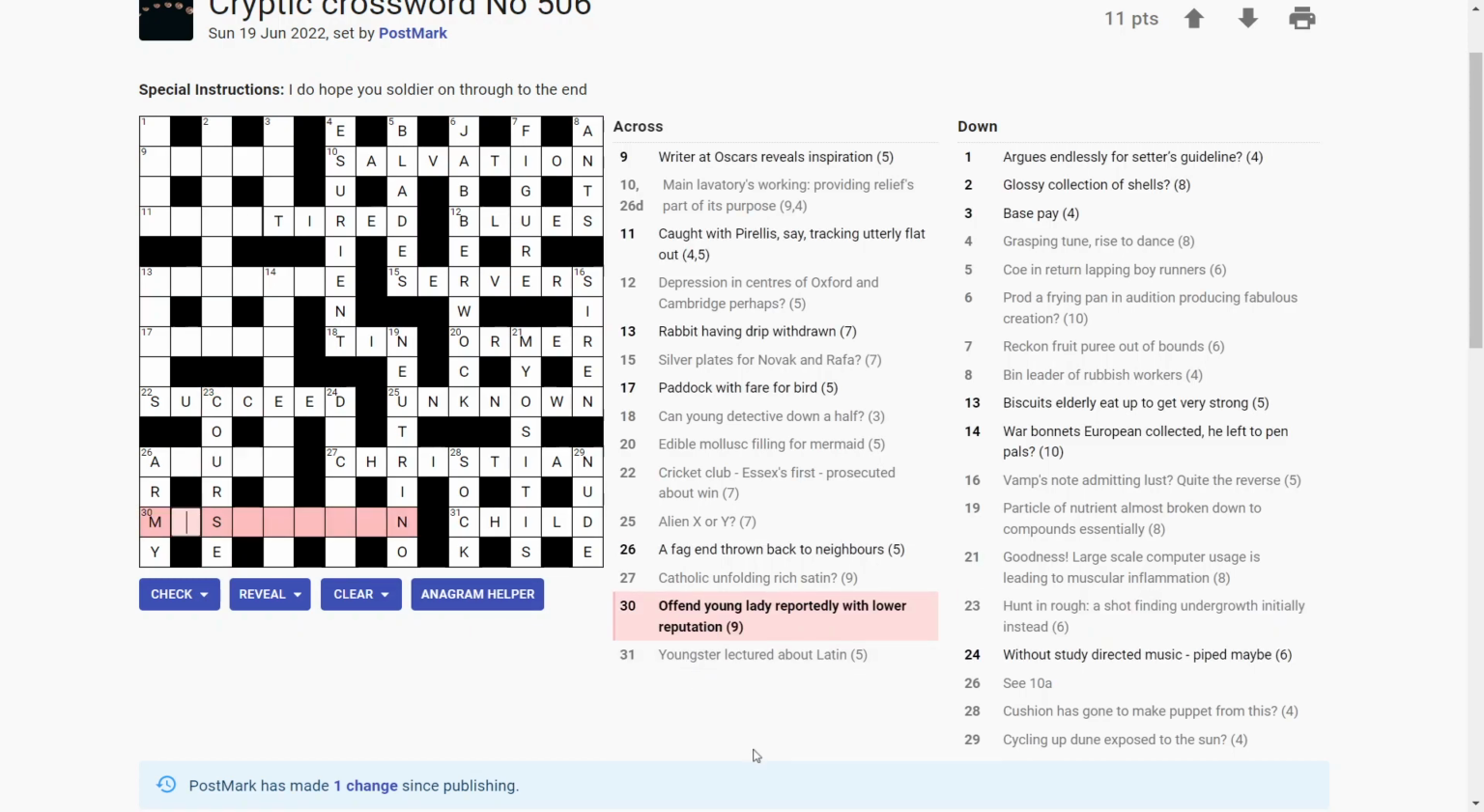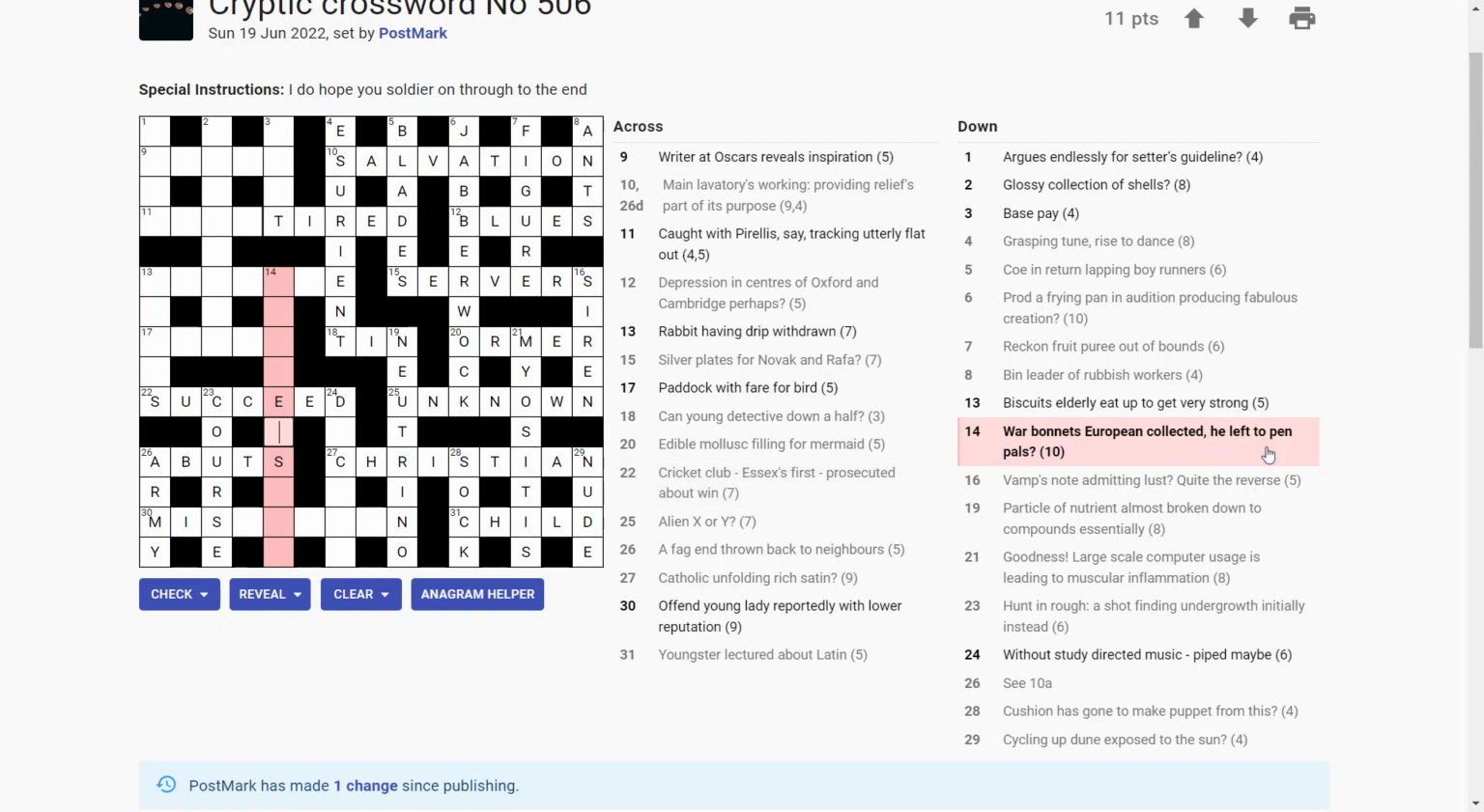Offend. Young lady reportedly miss with lower reputation. Okay, so we've got our young lady reportedly, so said out loud, miss. We want a lower reputation. Renown. Offend. No. Neighbours, abuts. Yes. If you neighbour something, you abut it, don't you? So that's A from the clue and then stub backwards.